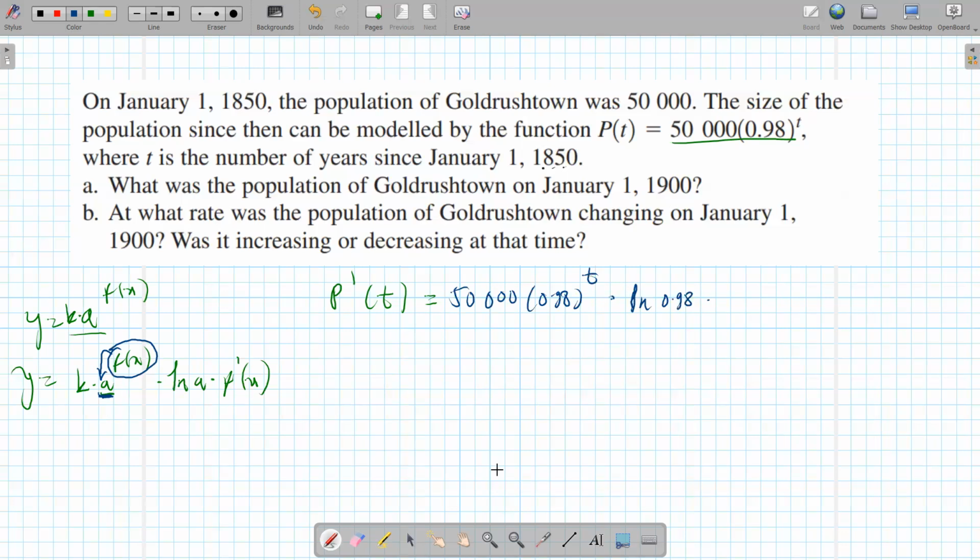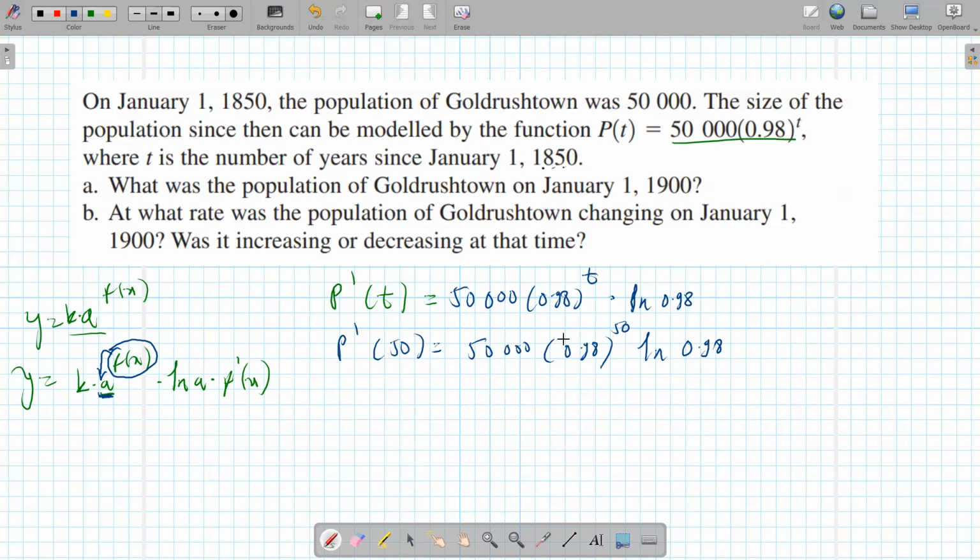And then times what? The derivative of the exponent, right? Which in this case is 1, so you can just ignore that. So that is the slope function for this. And then we want to find P prime of 50. That'll tell us whether this thing is positive or negative. It's asking us if it's decreasing or increasing. You plug this in there.